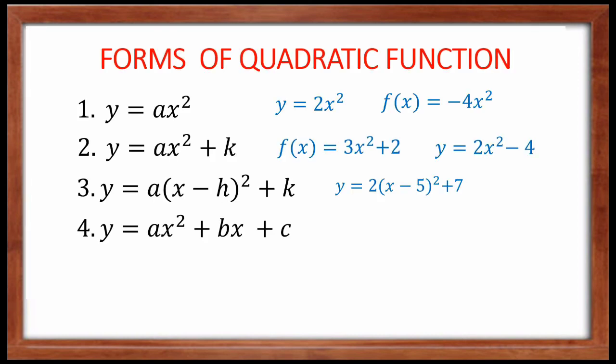Y equals 2 times the quantity of x minus 5 squared plus 7. Ito naman ay example ng tinatawag nating vertex form. Kaya ito ay part pa rin ng quadratic function. And the last, we have f of x equals 2x squared plus 7x minus 3. Ang ating given naman ay naka-arrange into general form.